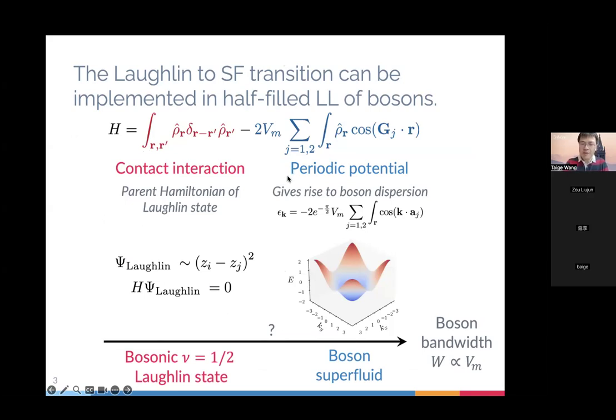But before I proceed to the numerics, maybe I should pause and see if people have questions on this microscopic model.